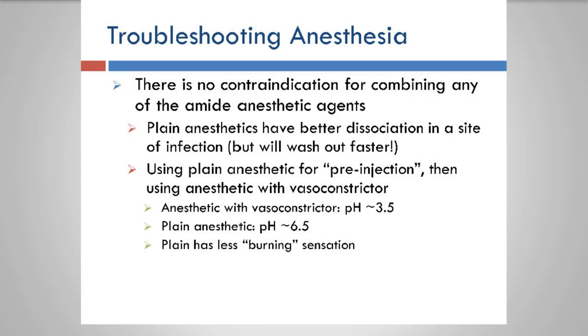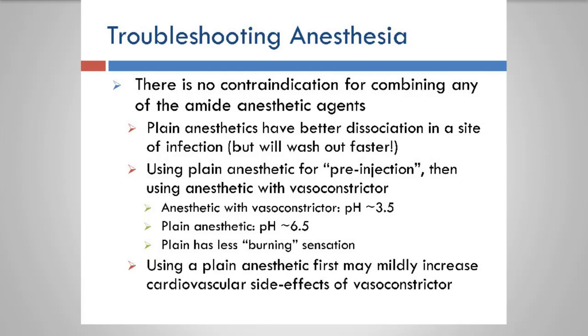Now, I know a good number of people like to use plain anesthetics as a pre-injection because the plain anesthetics are less acidic than the vasoconstrictor-containing anesthetics. The reason the vasoconstrictor anesthetics are more acidic is to give the stability of the product to maintain shelf life. But the plain anesthetics have less of a burning sensation. So a lot of people like using that as an initial injection, and there's nothing wrong with doing that. Just be aware that if you do come back with your second injection using a vasoconstrictor, you may initially get a little more cardiovascular side effect because your plain anesthetic was a local vasodilator where you're giving that injection.